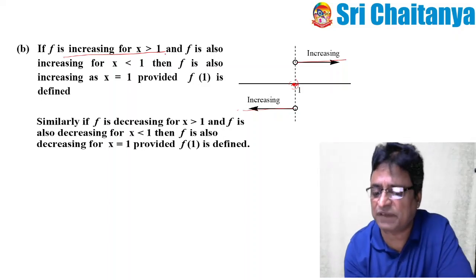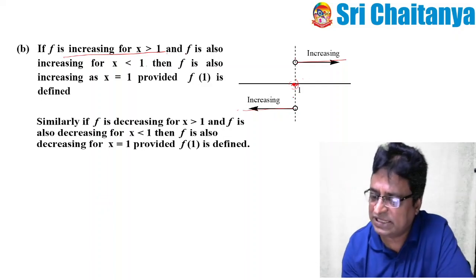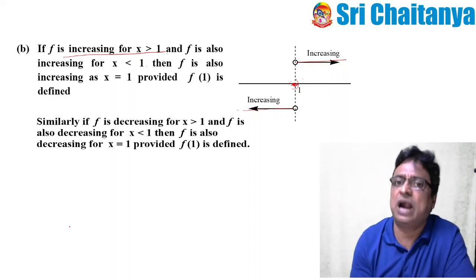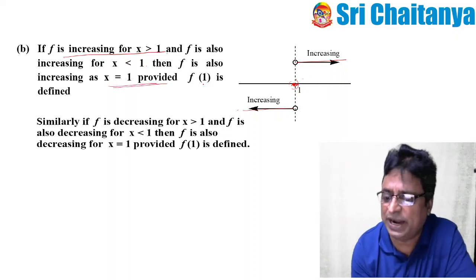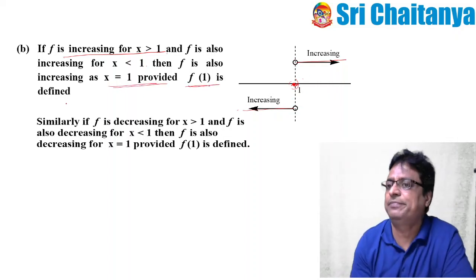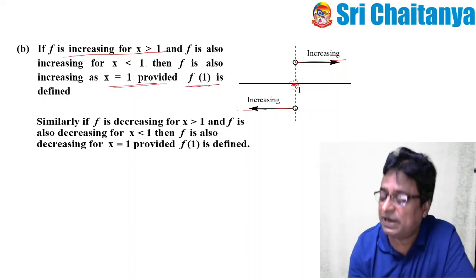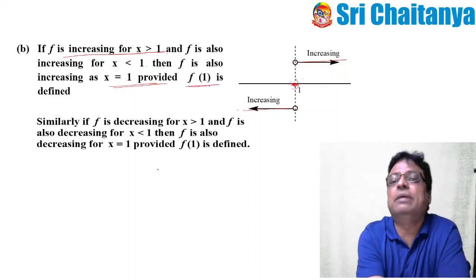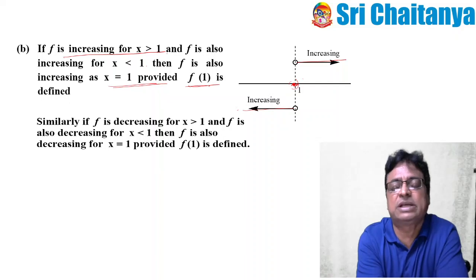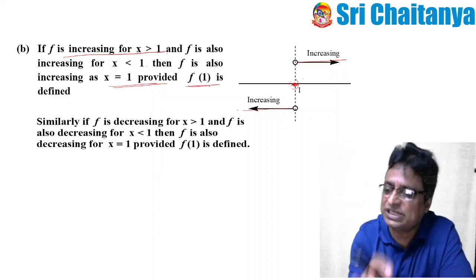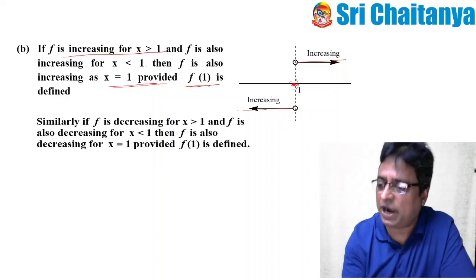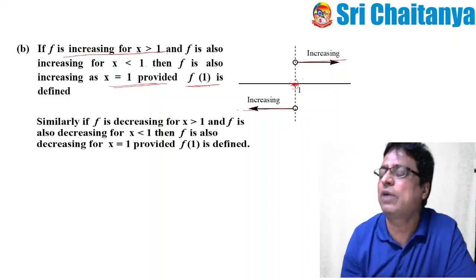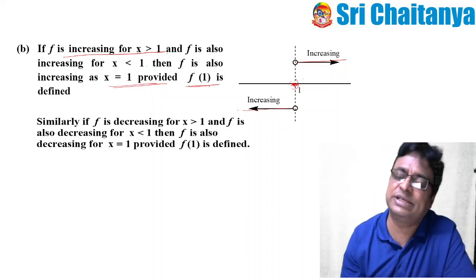So this is an example. If f is increasing for x greater than 1, then f is also increasing for x less than 1. If it is increasing here, then it is also increasing here. And f is also increasing at x equal to 1, provided f of 1 is defined. That is important: f of 1 is defined. Just like in the previous example, f of 0 is equal to 0, that is defined. That means the point should lie in the domain. Otherwise, how can I discuss monotonicity?